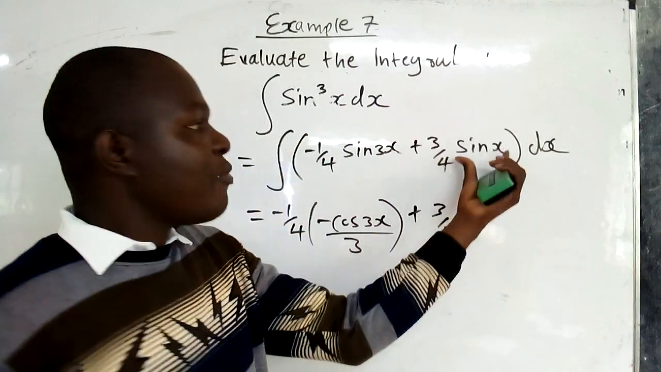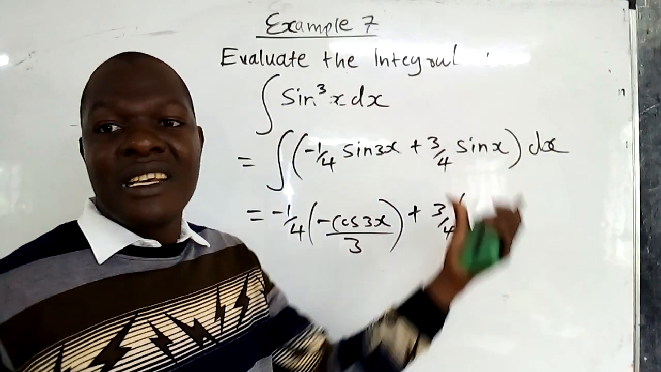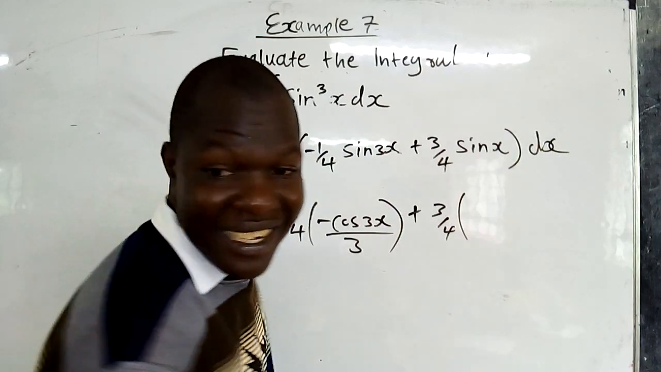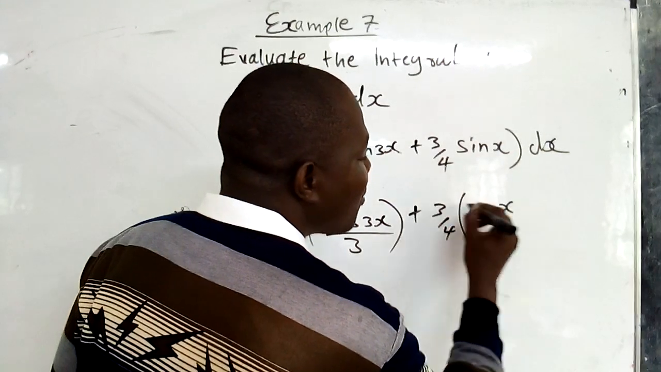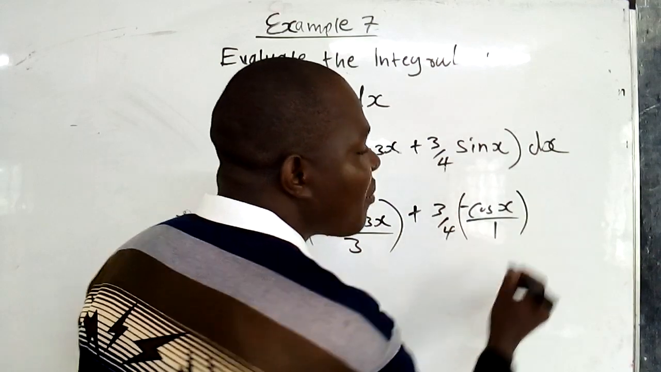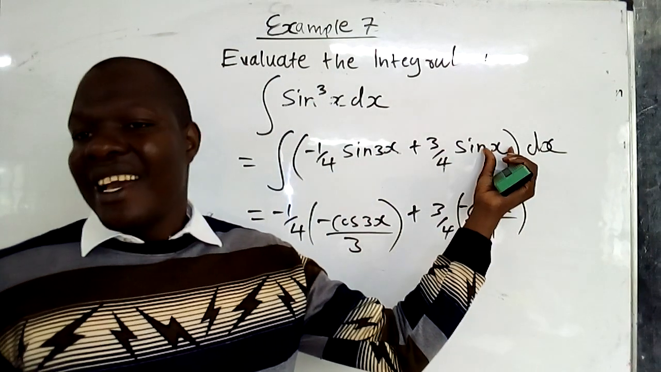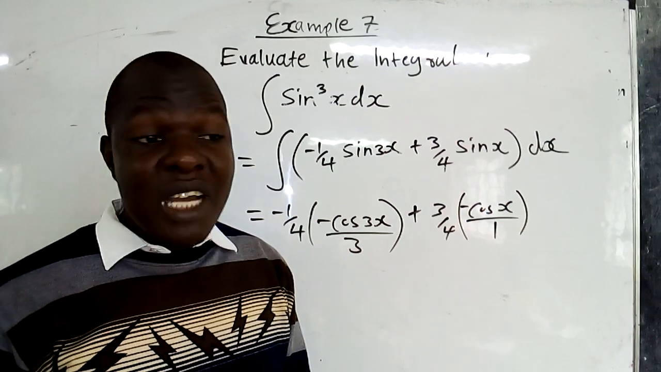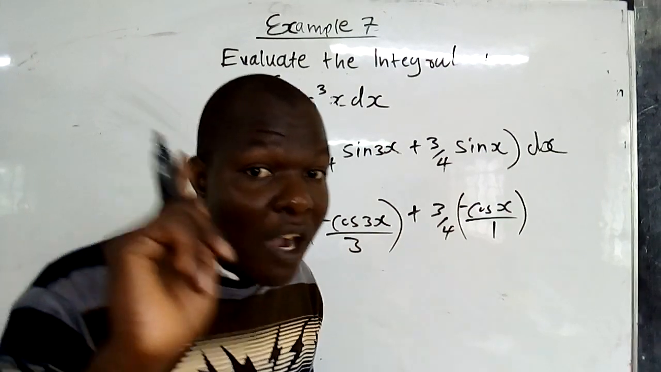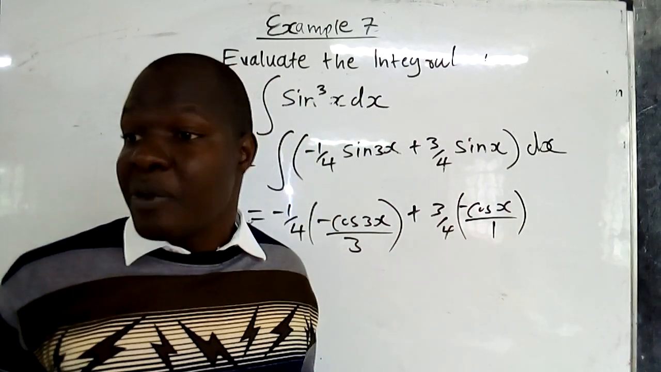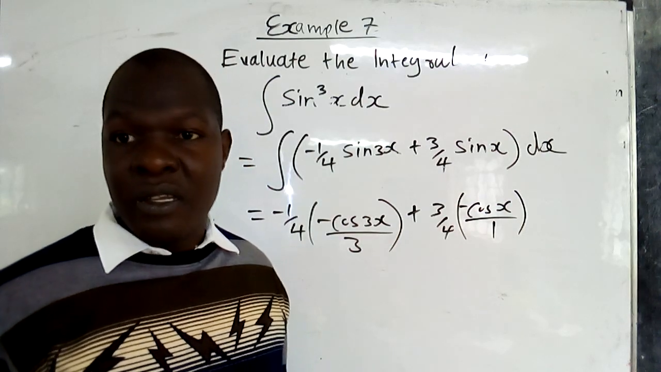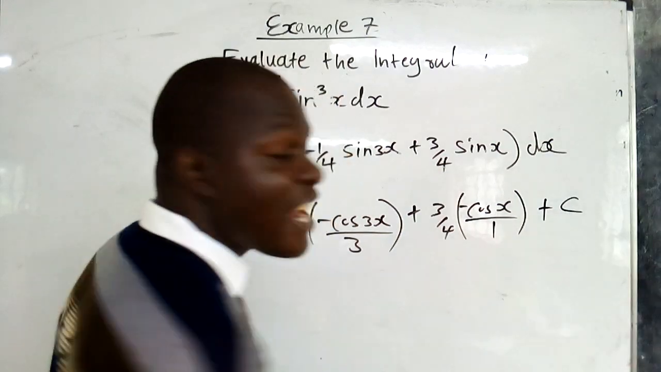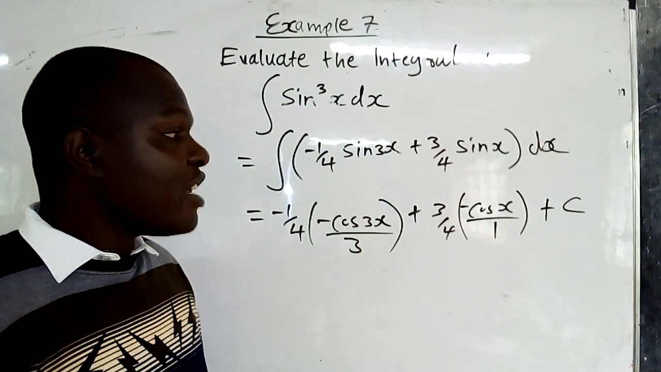Then if you integrate sine x, negative cos, isn't it? So you get negative cos x. Then divide by the derivative of the inner function. The inner function is x. If you differentiate x, you get 1. See there? Meaning the derivative of the inner function must be a constant because it is algebraic substitution which came up with that fact, isn't it? Yeah. Are we together? Yes. Good. Then at the end you have your arbitrary integration constant.